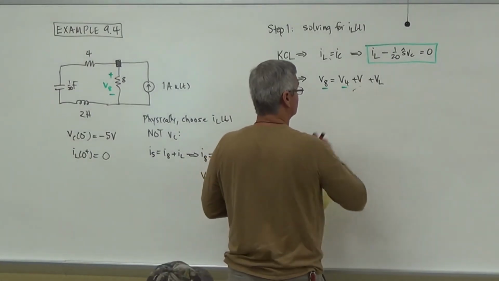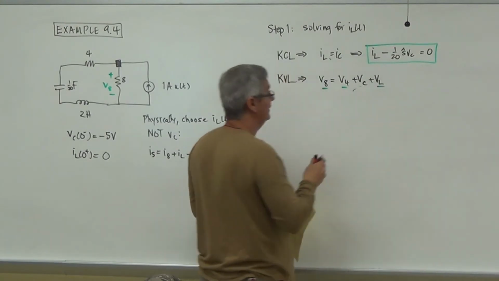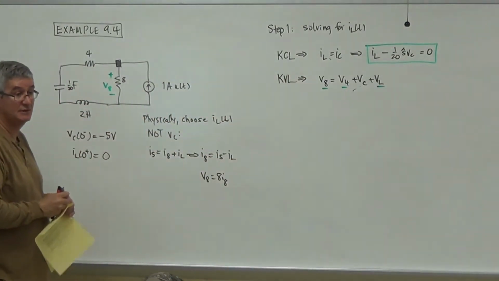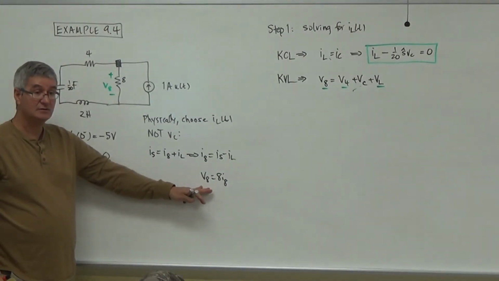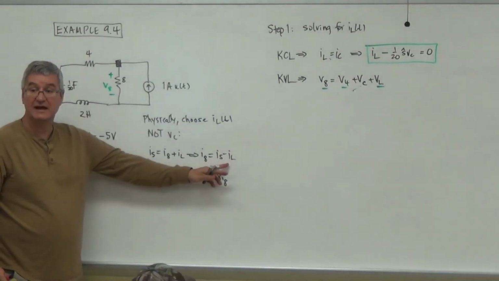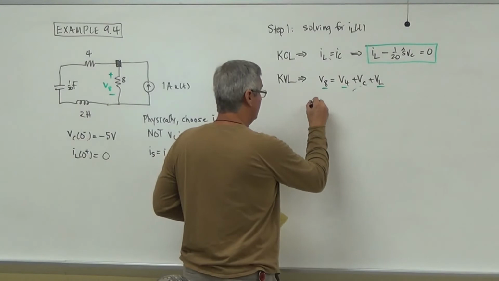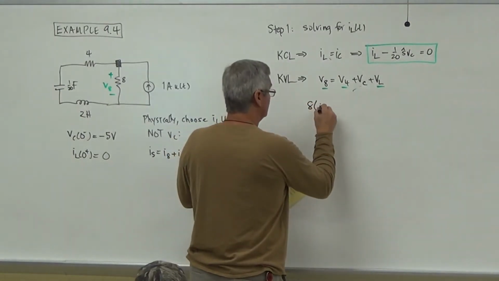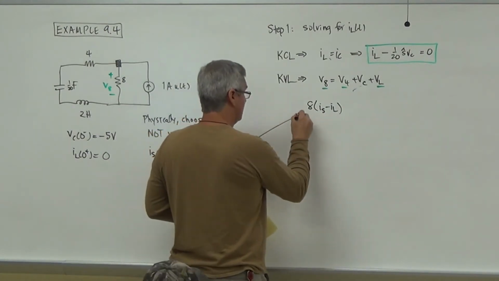Gotta make a choice, I guess. VC and VL. So let's convert these guys. Note, we already said what V8 was. I can replace V8 with the current I source minus IL. So on this side, I'm going to write 8, which will be I source minus IL. And that's where I'm coming from, this guy right here.